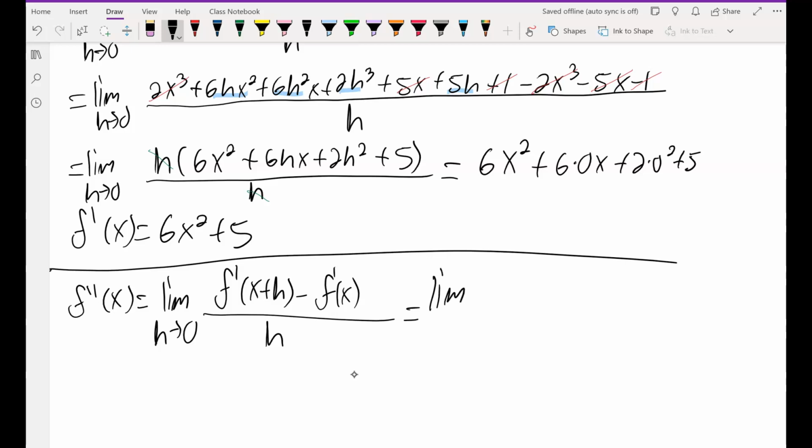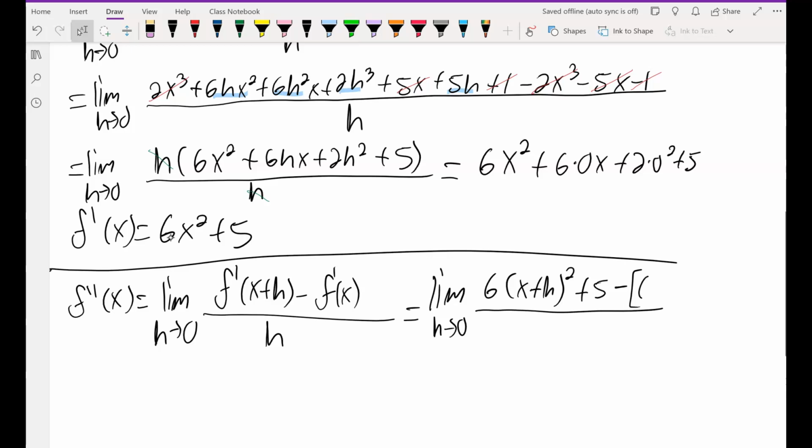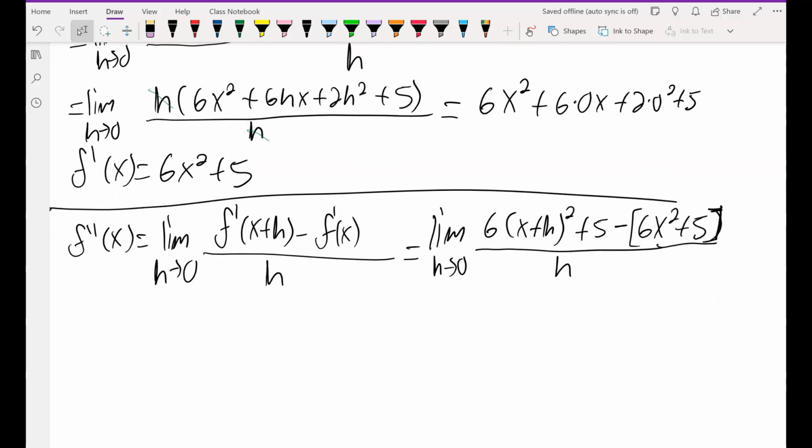So this is going to equal the limit as h approaches 0 of 6 times x plus h in parentheses squared plus 5. So we plug in x plus h to the function up here, and we're going to subtract that. Make sure you put that in brackets: 6x squared plus 5. Okay, and then we're going to divide all of that by h. And we need to figure out what x plus h squared is, but we did that earlier.